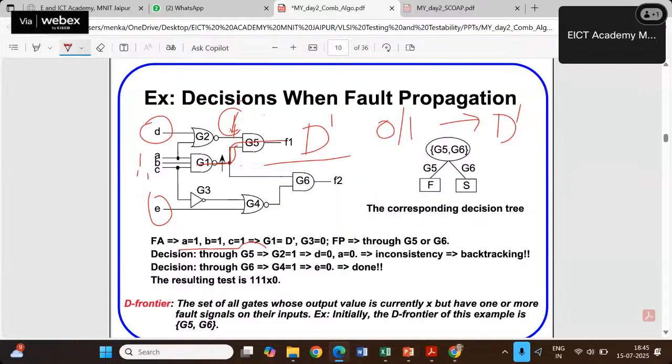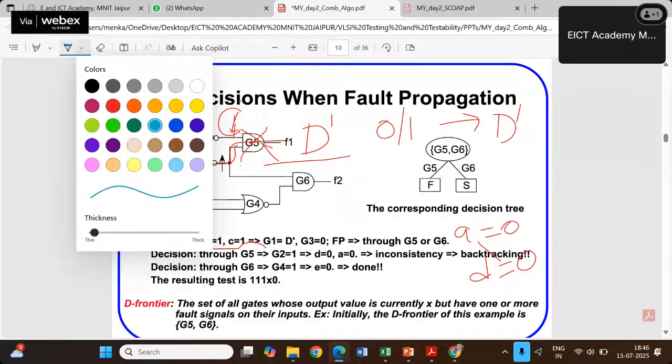This one, how can I get it? I have to backtrace. So backtracing this, I will find that I cannot get this as 1. Why can't I get it? Because this is a NOR gate. For a NOR gate, there is only one combination, and that combination says that A is equal to 0 and D is equal to 0. A was already fixed in the fault activation, so I cannot make that 0, but I was free with D. So it means there is an inconsistency. So we cannot go with this decision. I cannot go with this path. It means I have to change my path.